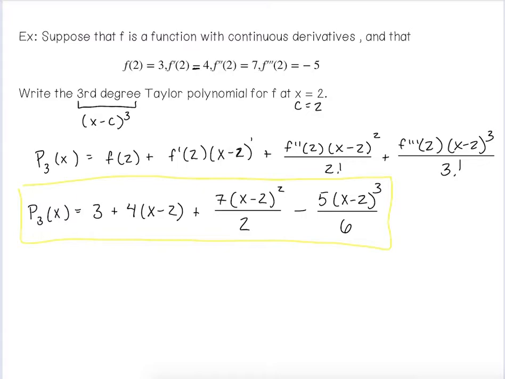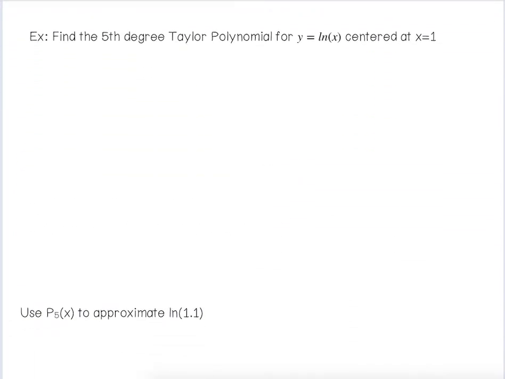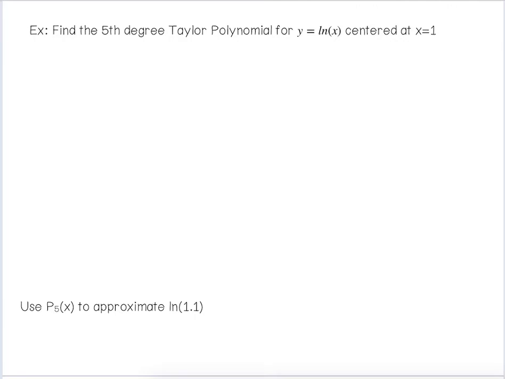So let's actually go ahead and do something like that. We're going to find the 5th degree Taylor polynomial for the natural log centered at x equaling 1, and then we're going to use that polynomial to approximate the natural log of 1.1. Then we'll use our calculator to see how accurate we are. So, 5th degree. I like to use a table. I don't actually draw the table lines, but I organize it like a chart.